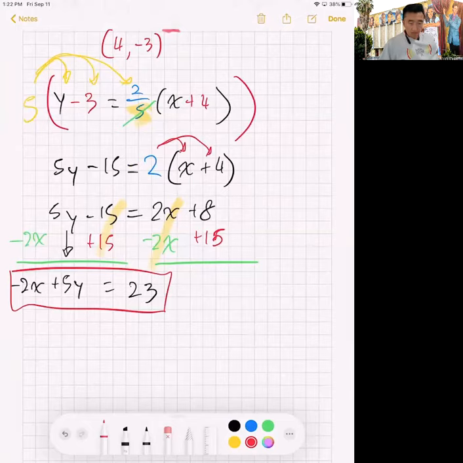Okay? So going from whatever it is they give you to either standard form, and we've done the y-intercept form. So you're good to go.